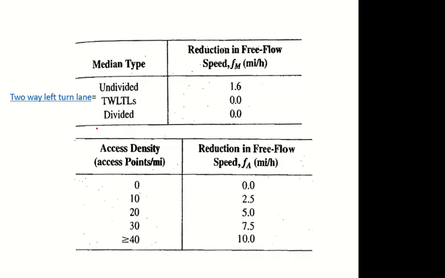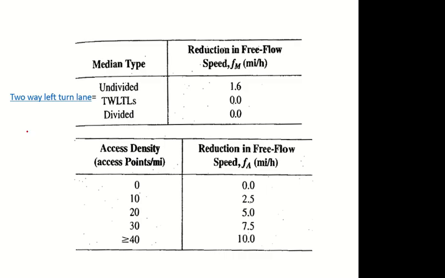Now a couple of things here. First thing is we have 3 median types here. We know undivided means without median. We know divided means with median. What is the meaning of two-way left turn lane? TWLTL is two-way left turn lane. It's an extra lane in the middle, which is used for left turning only.